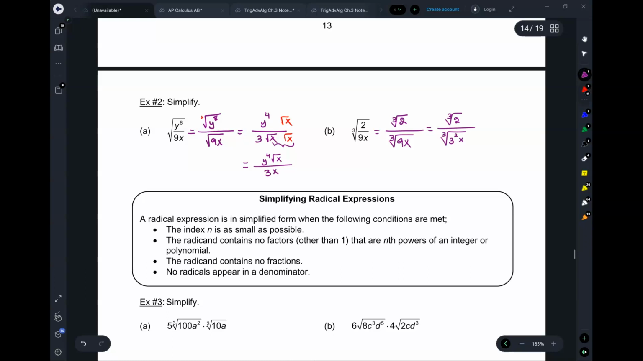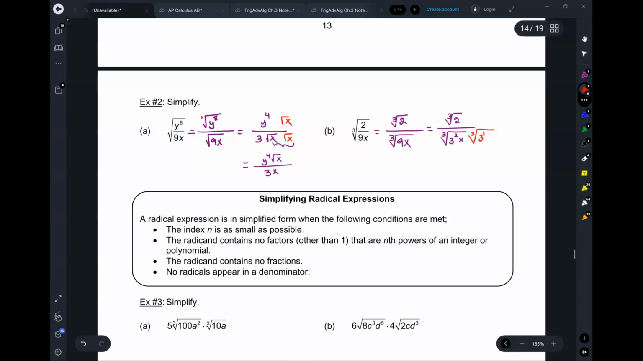Now let's see what we're going to multiply by. I have a cube root, so it has to be a cube root. Look, 3 out here minus 2 is what? 1. So I need 3 to the 1.